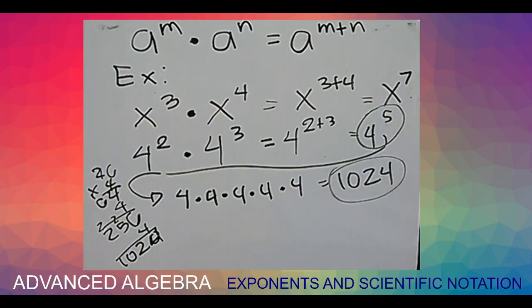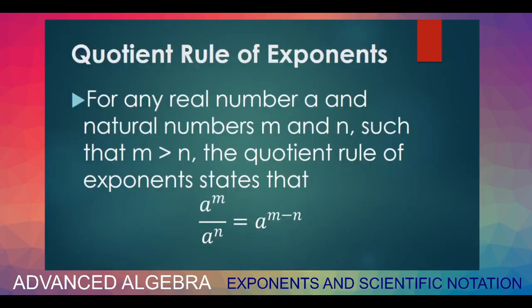So, next tayo. Okay. So, quotient rule of exponent naman tayo. Kung kanina product, ngayon naman ay quotient. So, for any real number a and natural numbers m and n such that m is greater than n, the quotient rule of the exponent states that a to the m power over a to the n power is equal to a to the m minus n power.